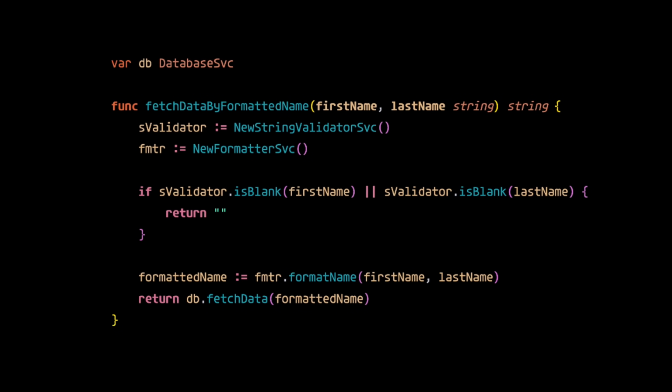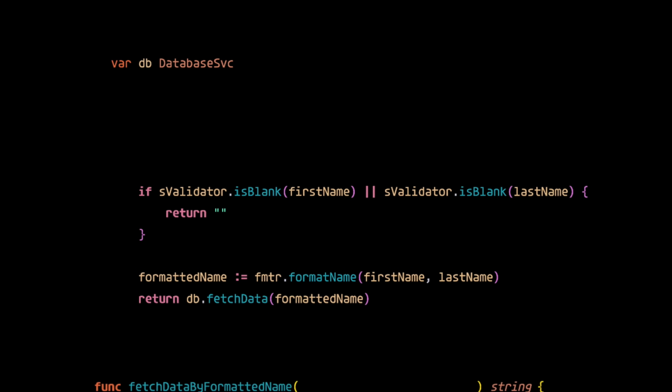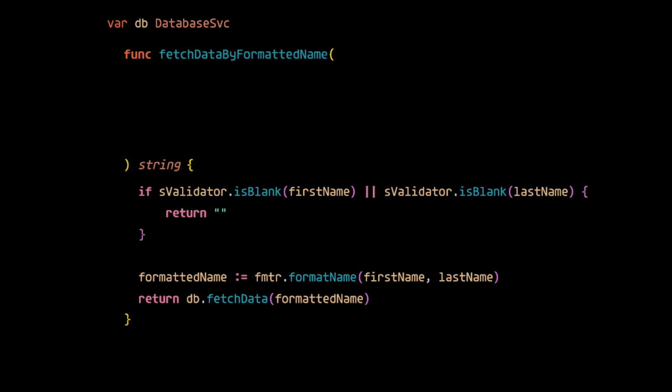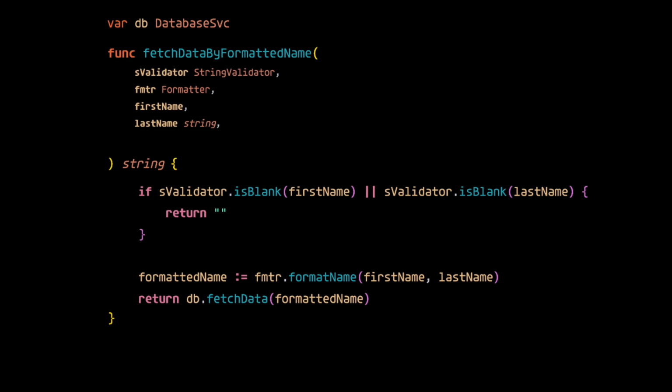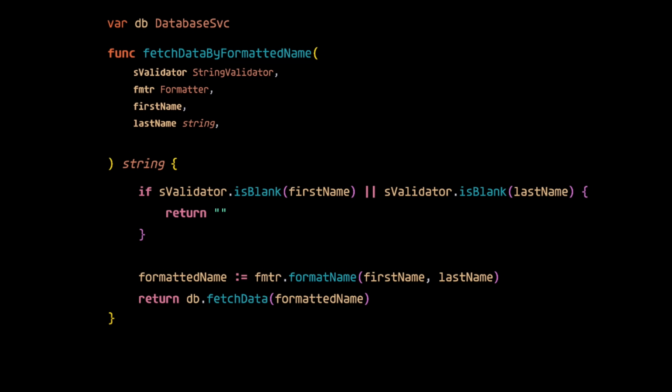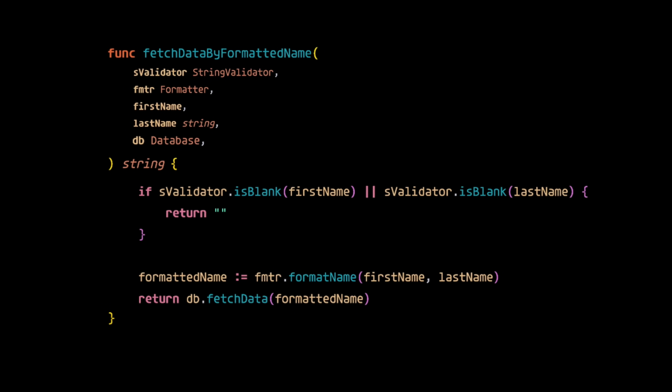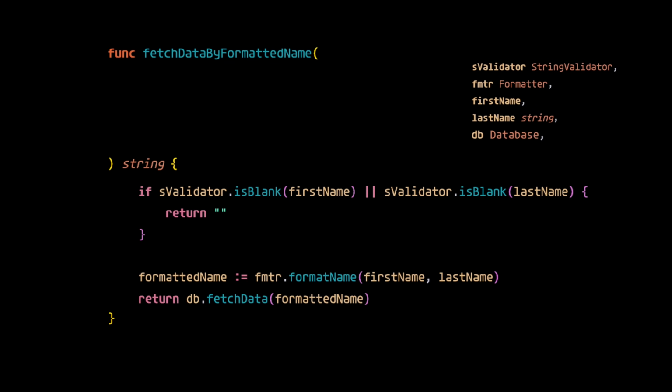But what if we were able to remove the tight coupling? What if instead of instantiating the validator and formatter inside of the function itself, we just pass them in as parameters? And what if instead of just using the global database dependency within the function, we pass that in as a parameter as well? Well, there's a word for that: injection. And the act of injecting those dependencies, in this case by way of the function's parameters, is called dependency injection. The result? The immediate decoupling of this function and its dependencies.